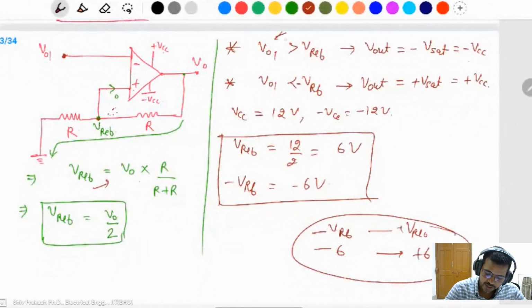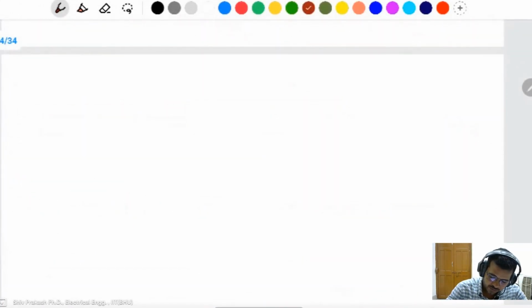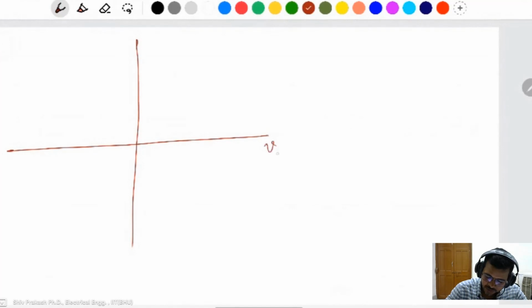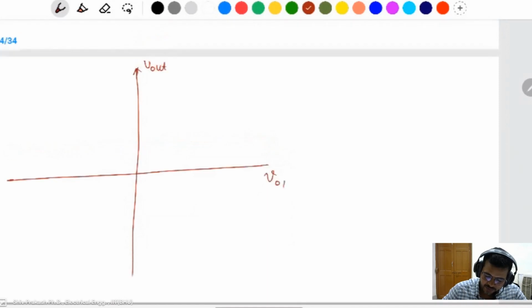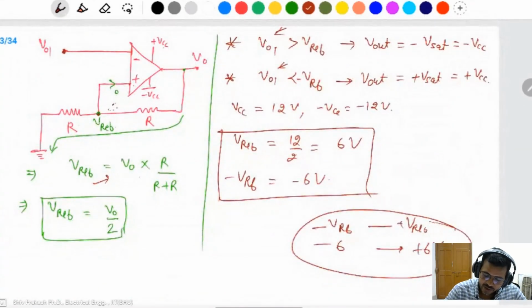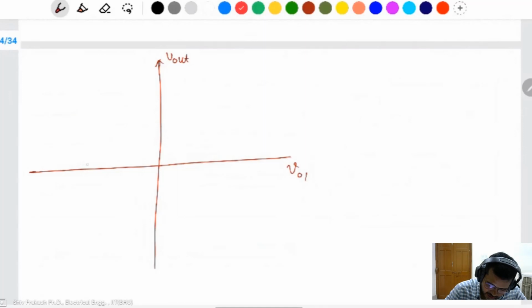According to V negative, V not 1. This is V not 1. This is the output voltage. V naught 1 is set with the reference as minus 6 volt and plus 6 volt. The hysteresis band: this is the minus 6 volt, this is the plus 6 volt.